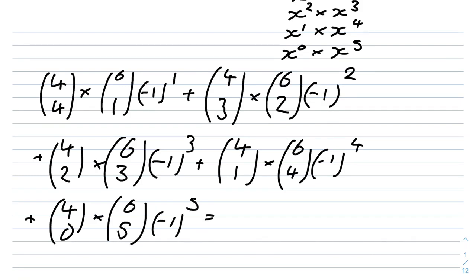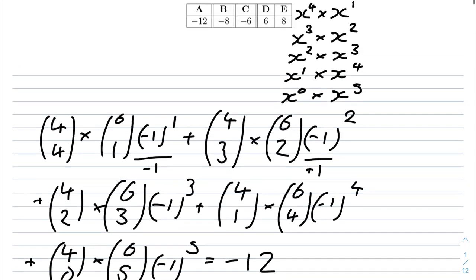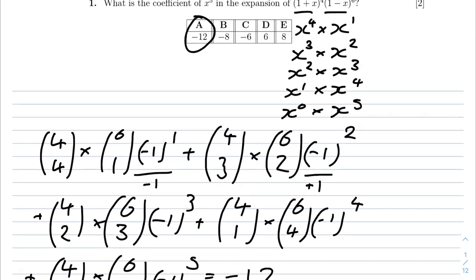we can now plug all of this into our calculator using the useful fact that if you have -1 to an odd power, that just gives you -1, and if you have -1 to an even power, that gives you +1. We can plug all this in, and we do find the answer is -12, which means our correct answer is A.